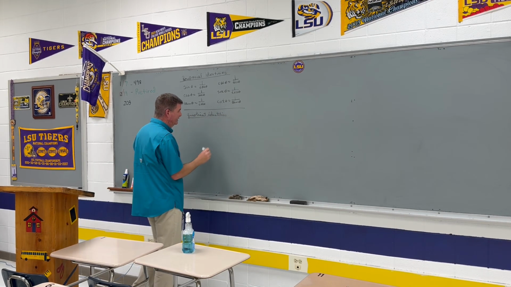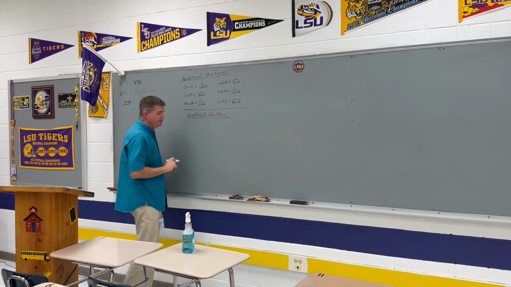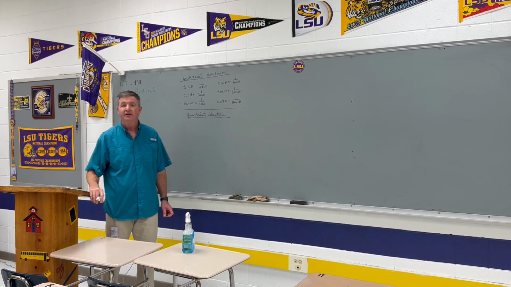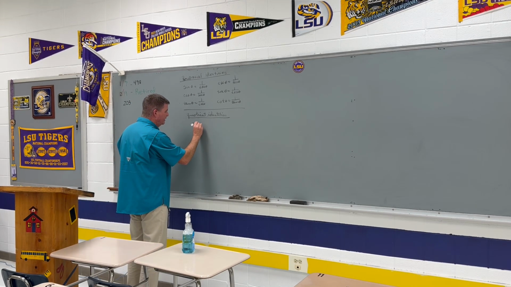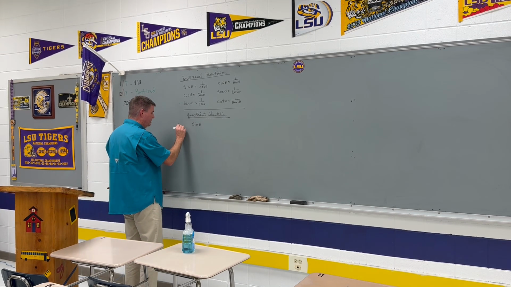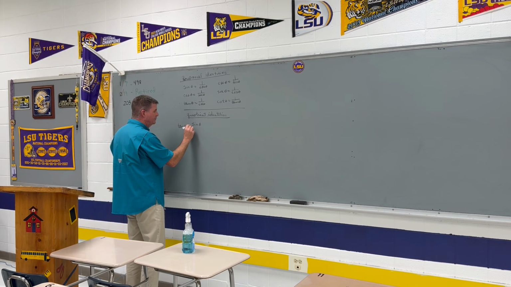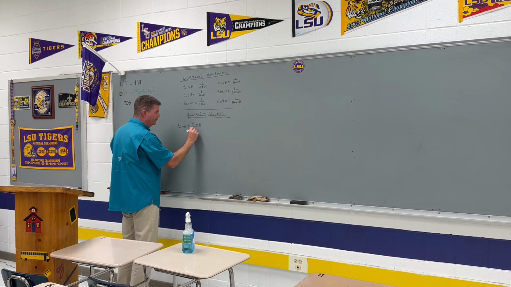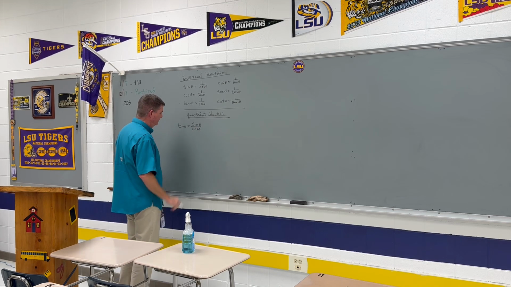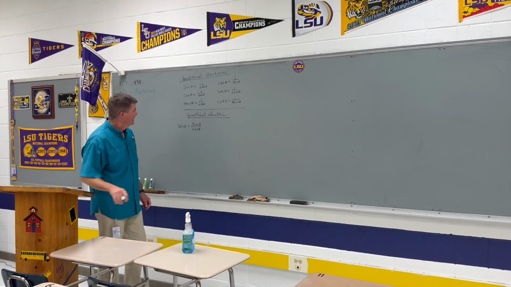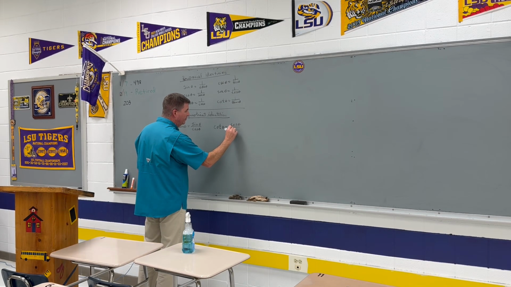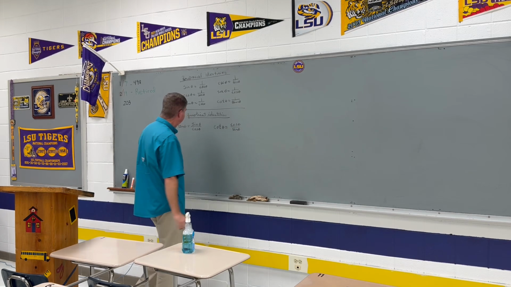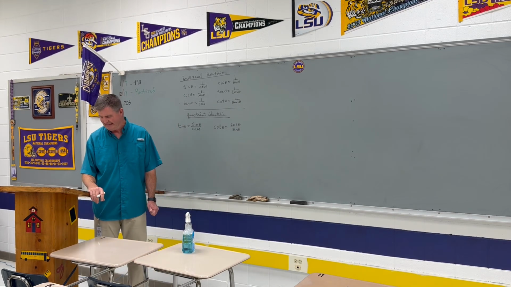The quotient identities. When you hear the term quotient, you think of a fraction, and that's what we have. The tangent of theta is equal to the sine of theta over the cosine of theta. And the other one is the cotangent of theta, and that's equal to the cosine of theta over the sine of theta. Those are the quotient identities.